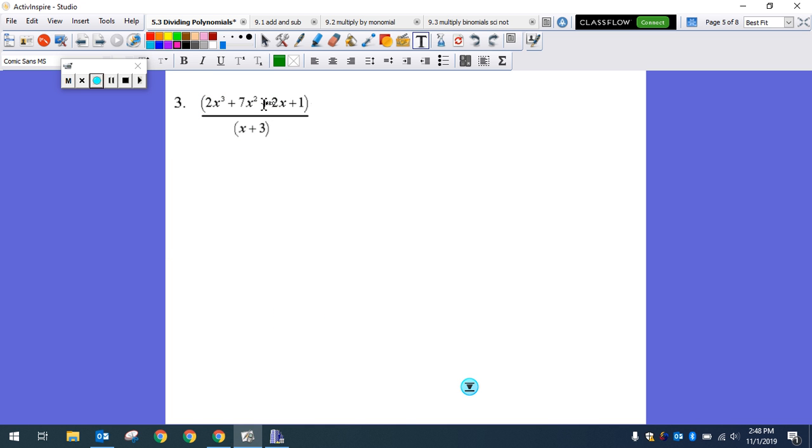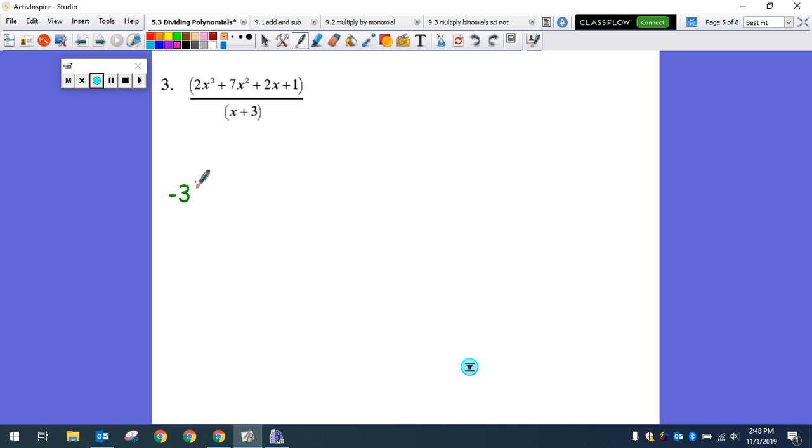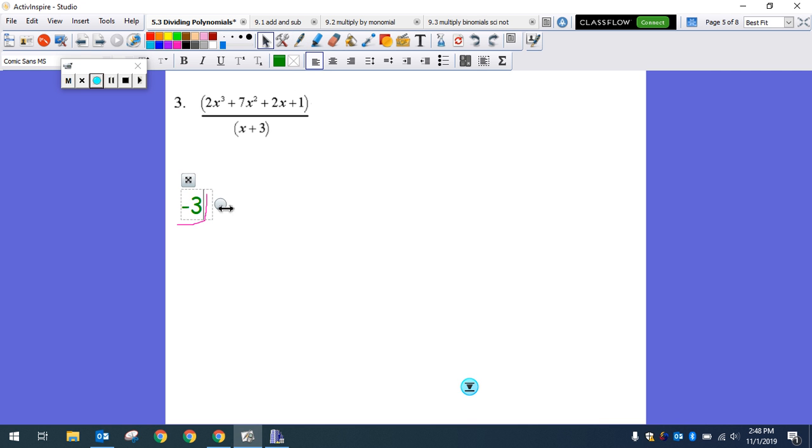Let's do another one. All right, this time the number I'm going to use is a negative 3. That's going to go in my half box. And then the coefficients I'm going to use are a 2. It has an x squared, so that's going to be a 7. The x is a 2. And the number at the end is a 1.